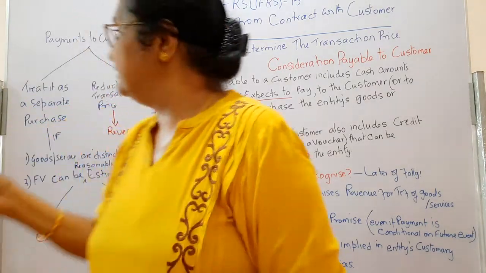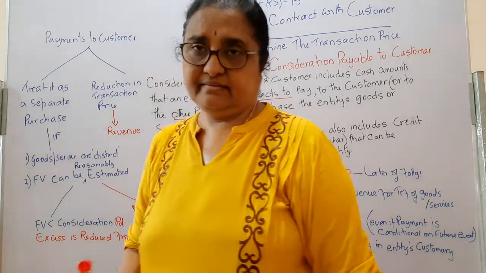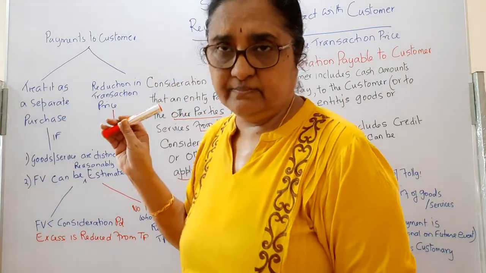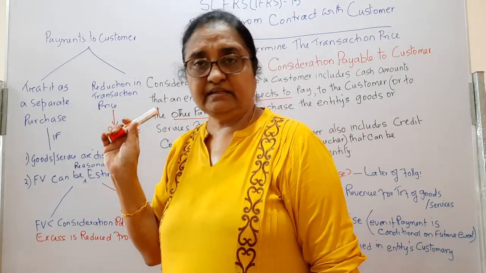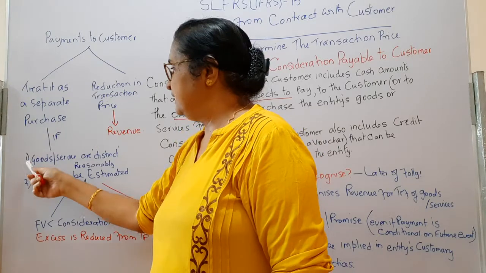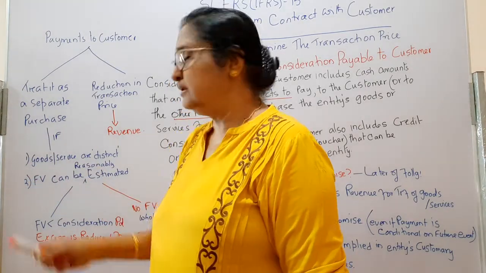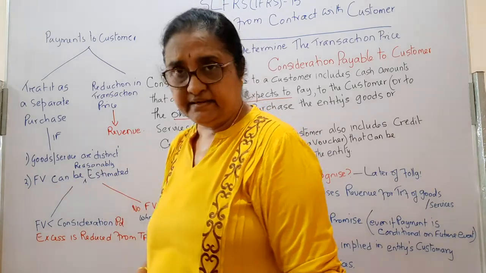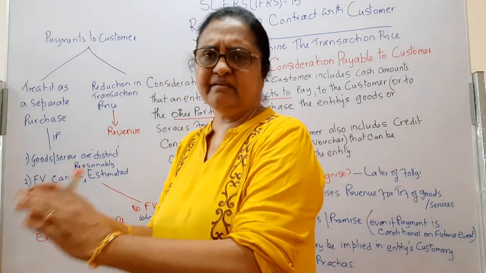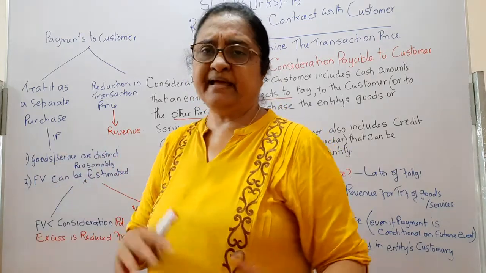The other category is to treat it as a separate purchase. In my example of the computer manufacturer and the motherboard supplier, if the motherboards can be separately identified and the fair value can be identified, then treat it as a separate transaction. That means a purchase from a supplier.